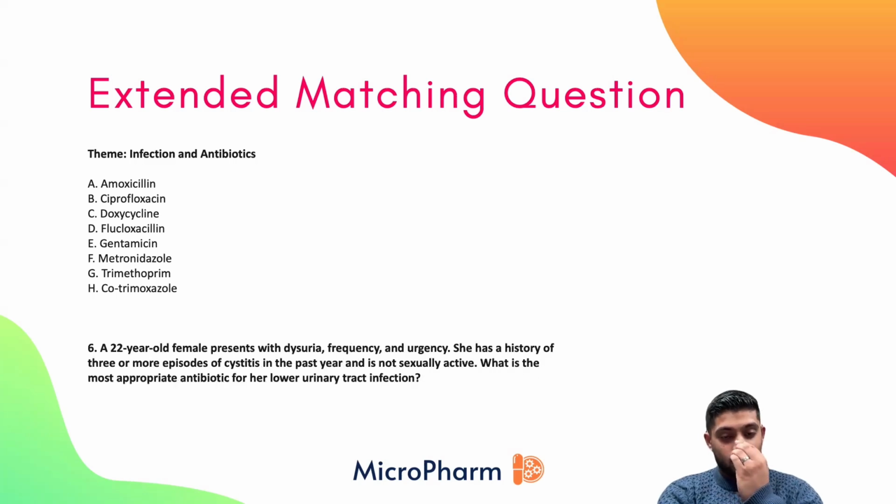We've got this question and 4 more questions to go in total. But as I expected, you can see how time consuming it is just to go through one extended matching question. A 22-year-old female patient with dysuria, frequency and urgency, has a history of 3 or more episodes of cystitis in the past year, not sexually active. What is the most appropriate antibiotic for lower urinary tract infection? For this, let's just consider the fact that you've got no evidence of a history of resistance with this patient. If that helps, let's share the answers for this.